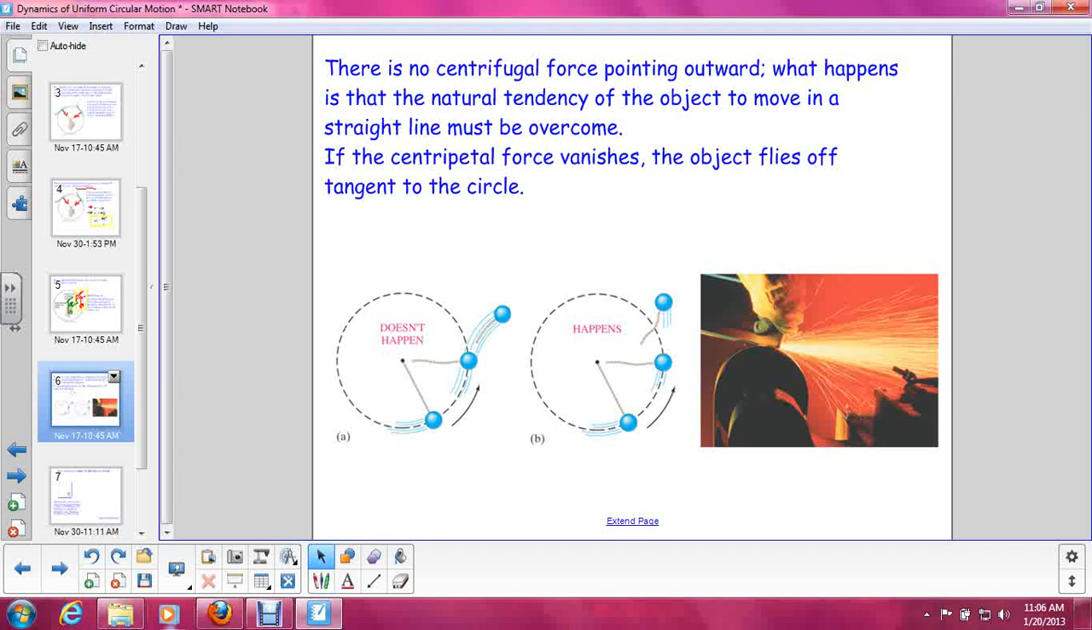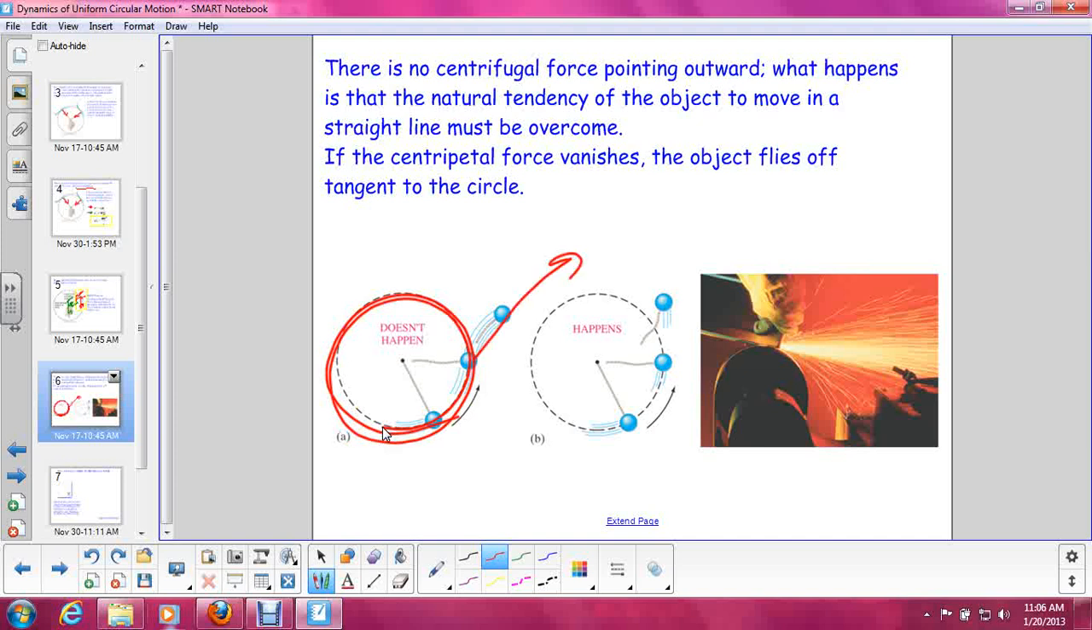Most people think there is because when the string breaks or when you let go, the object flies out of the circular path. But all this is inertia. We know that an object in motion will stay in motion in a straight line unless acted upon by an outside force. So when you're swinging a ball around in a circle and the string breaks, the ball is not going to fly out to the side like this, right? There's nothing pushing the ball out to the side.